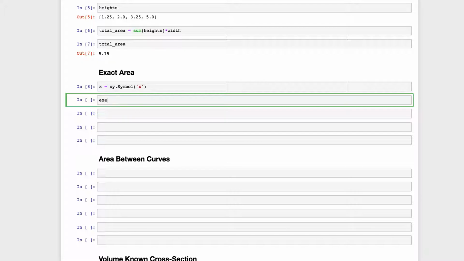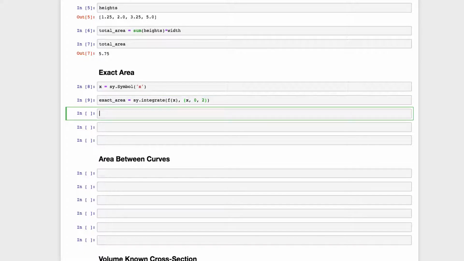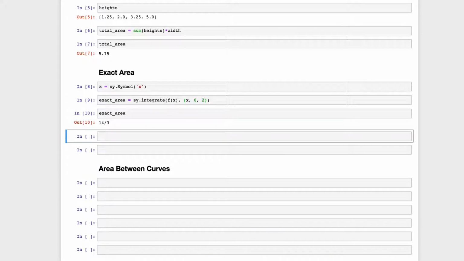Now I can go ahead and evaluate the exact area as just integrate f of x in terms of x from 0 to 2. And I get the exact area as 14 over 3.